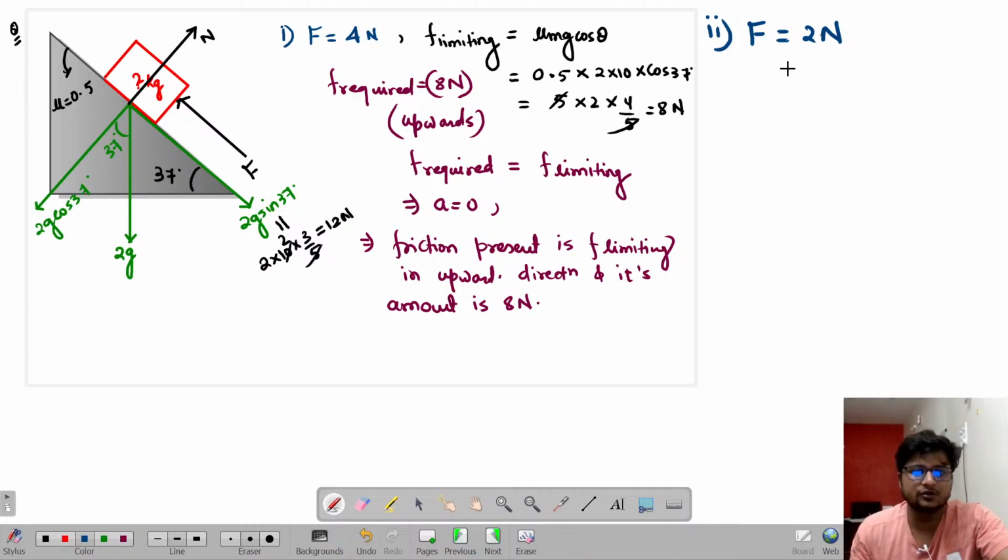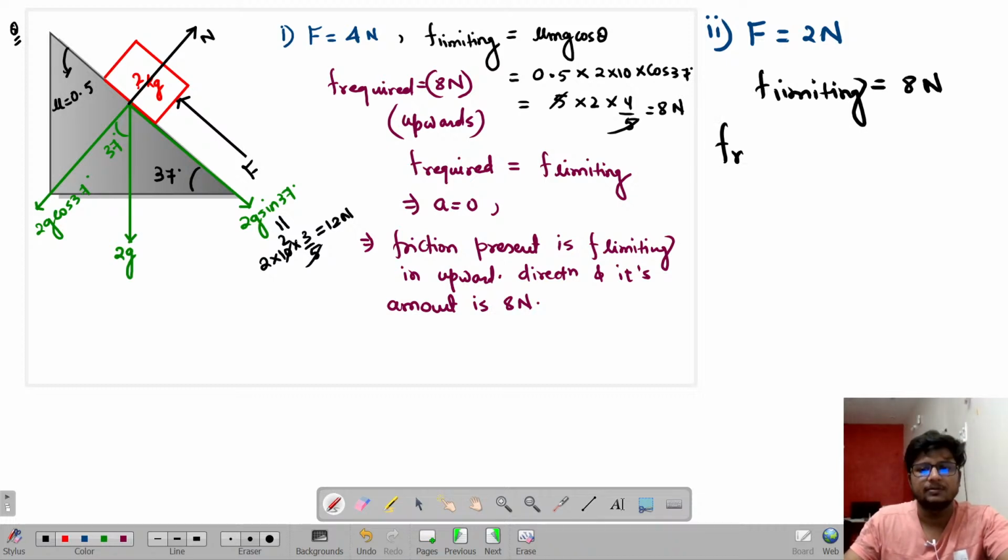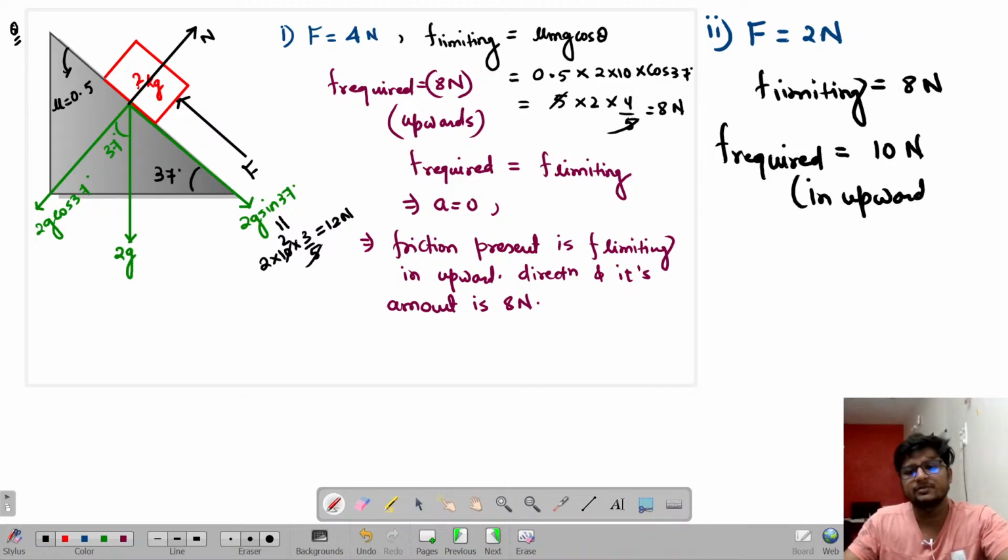Now, if F is equal to 2 Newton, what will happen? F limiting is still how much? It will still be 8 Newton only. Yes or no? But how much is F required, how much is the requirement so that this can stop? This is 12 Newton and I am supplying 2 Newton. So this is 10 Newton in the upward direction or not? But how much frictional force can I maximally supply?